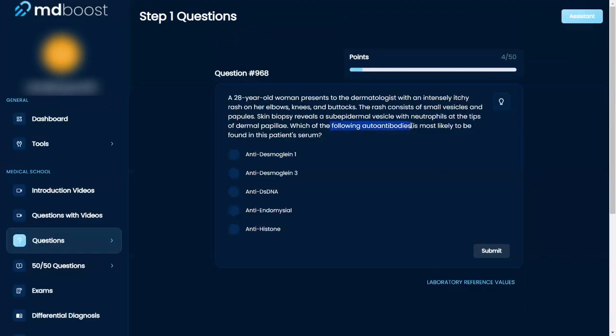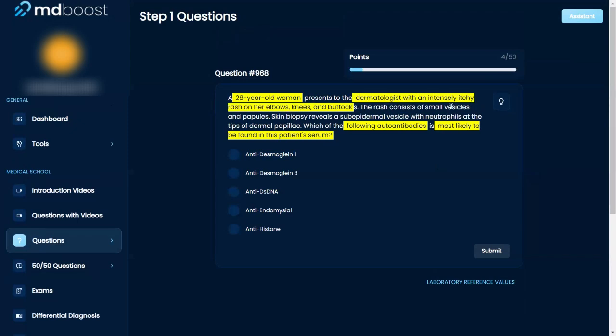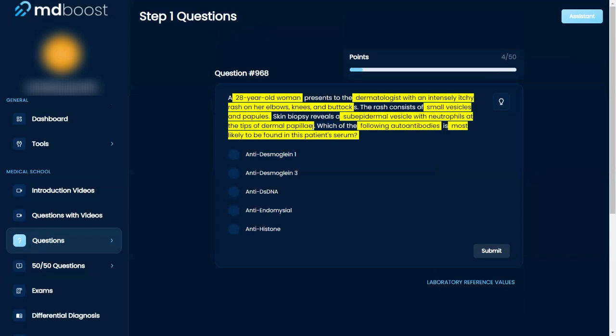Which of the following autoantibodies is most likely to be found in this patient's serum? A 28-year-old woman presents to a dermatologist with an intensely itching rash on her elbows, knees, and buttocks. The rash consists of small vesicle papules. The skin biopsy reveals subepidermal vesicles with neutrophils at the tips of the dermal papillae. Which of the following antibodies is seen?